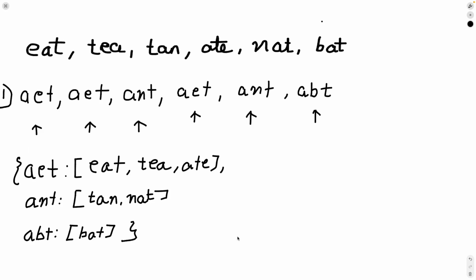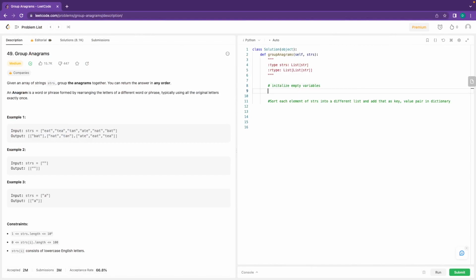Now let's quickly look at the coding. The very first step is that we have to initialize an empty dictionary. So let's do that. This is going to store our answer. The next step is to sort each element of strs and then add that to the dictionary as a key value pair. So let's see how we can do that. First we'll traverse through each element in strs. And now I'm going to sort that string and add that to a different list.